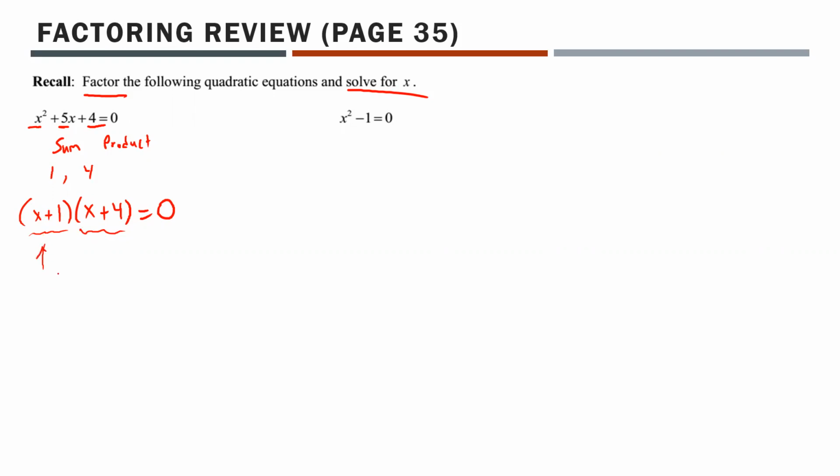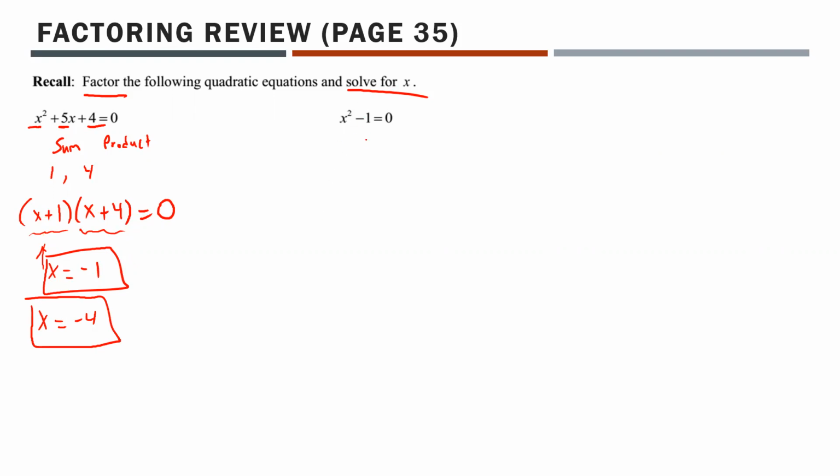So x plus 1, if that equals 0, then x would have to be equal to negative 1. So there's one of our solutions. And then as for the other one, x plus 4 equals 0, well, then x would have to equal negative 4. So our answers on the first one here are x is negative 1 and x is negative 4.